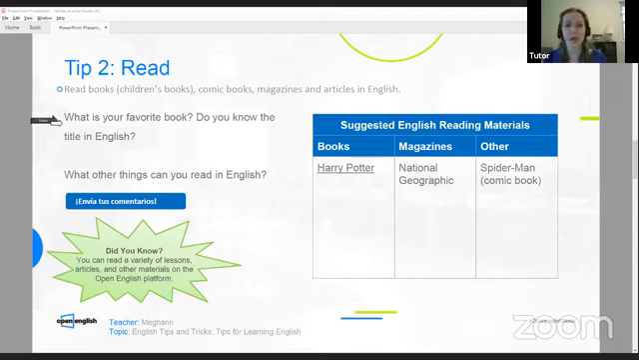What is your favorite book? Tu libro favorito. Do you know the title in English? And what other things can you read in English? Envía tus comentarios. I will read some suggestions here.